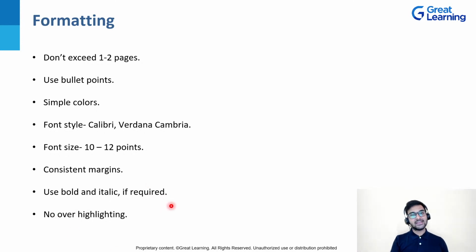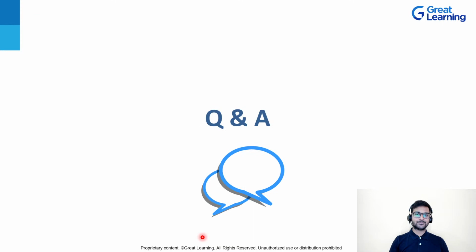Use bold and italic if required. If you want to highlight something, if you want to talk about some figures, some facts, highlight that, make it bold or italic. No over-highlighting. If you highlight everything, that will again make it look very cluttered, which is not a great idea. So make sure you highlight according to the needs and not randomly.